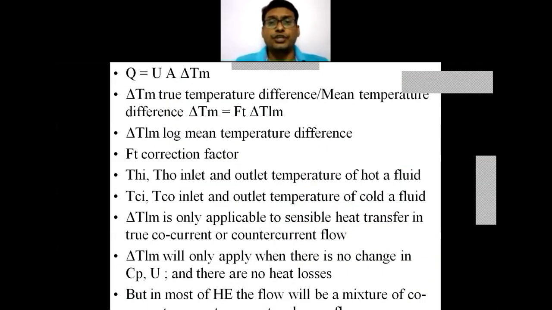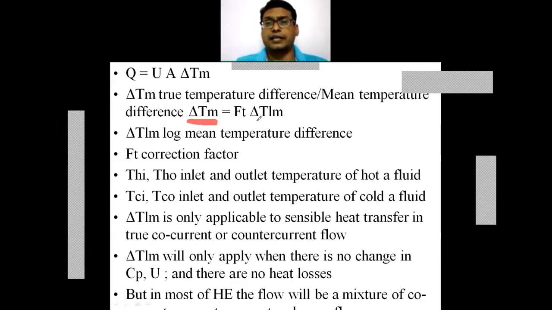So finally, Q is equal to UA delta Tm, where delta Tm is the true temperature difference or the mean temperature difference, and which is calculated as delta Tm equal to Ft times delta TLm, where delta TLm is the log mean temperature difference. You have to understand this delta Tm and the delta TLm. The first is the true or mean temperature difference, and the second one is the log mean temperature difference, where Ft is the correction factor.